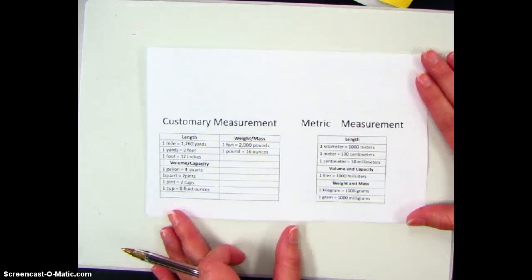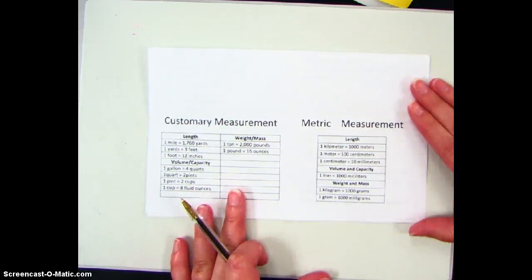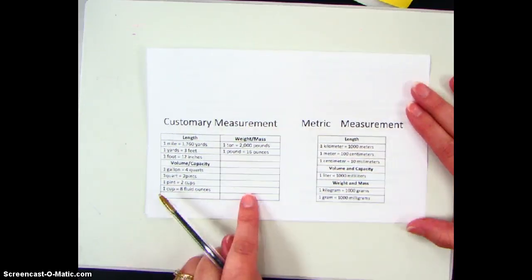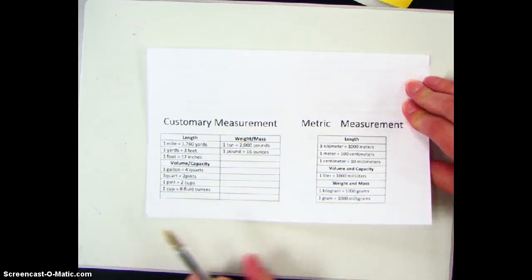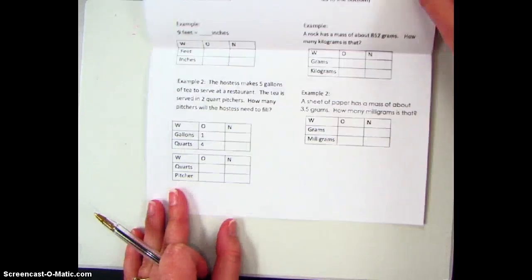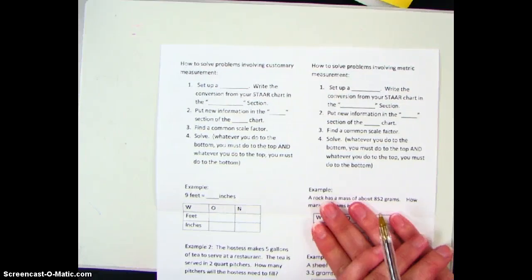Thank you. Okay, everybody, we're going to go ahead and start learning how to make some customary metric measurement conversions. This is your foldable that you put into your journal today. So let's go ahead and open this up. Inside, it says how to solve problems involving customary measurement.